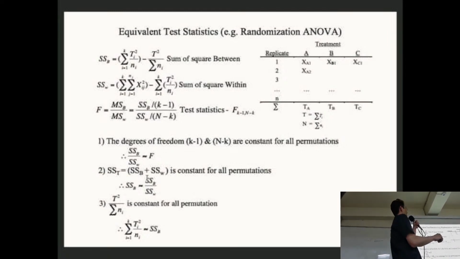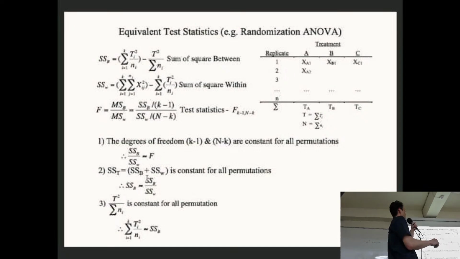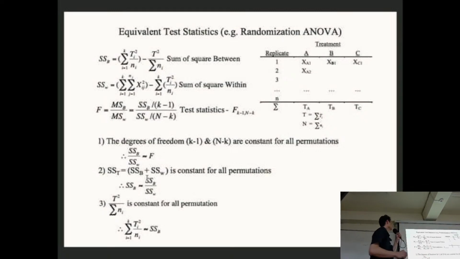Okay, so that's what the data typically looks like. We have different replicates, independent samples, and then the three treatments A, B, C. So I have data A1, A2, blah blah blah, and B1, B2, C1, C2, and so on. And that's the total, and that's the typical number you need to do your ANOVA table.